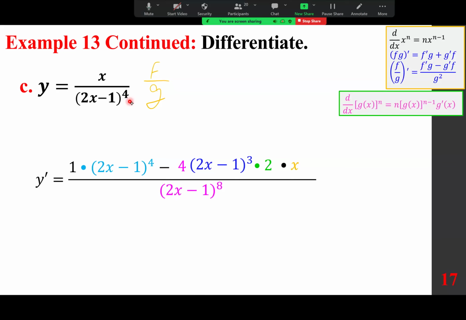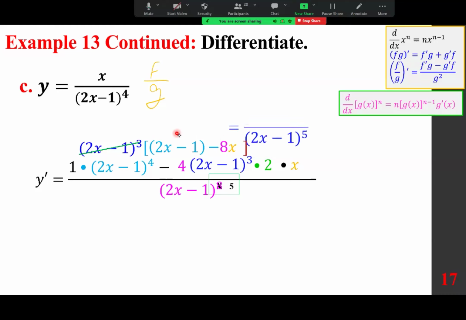Let's simplify. First and foremost, in the numerator 2x minus 1 cubed, because this one is smaller than this, is in common. So this one gives you 2x minus 1. And this one is completely gone. Minus 4, 2x. Their product is minus 8x. So this one as exponent 3 completely goes away, and 8 changes to 5. So the denominator is 2x minus 1 to the power of 5. Numerator, minus 6x minus 1, and we're done.